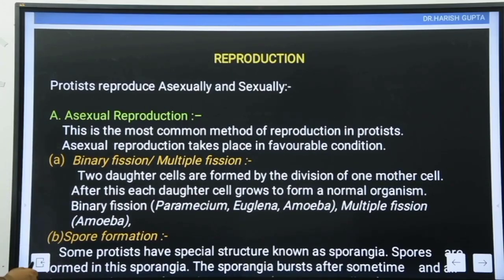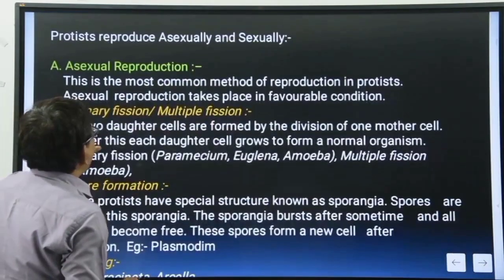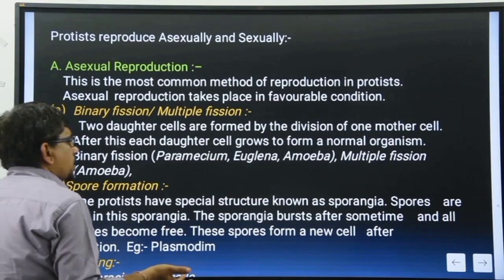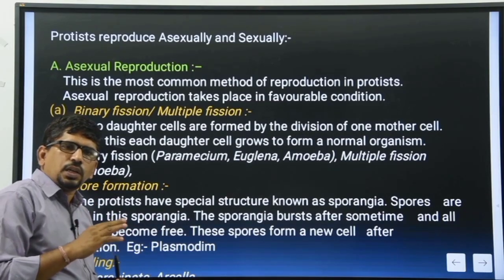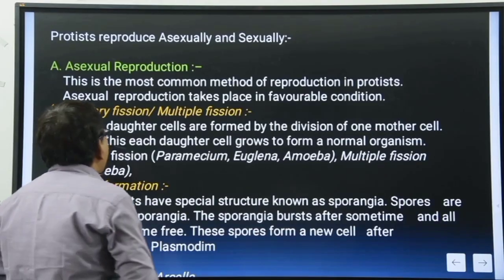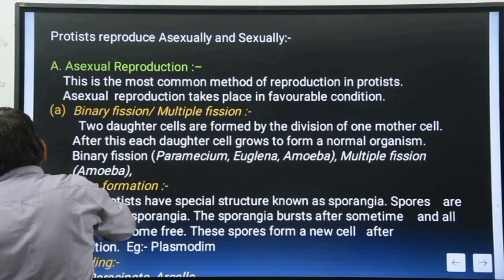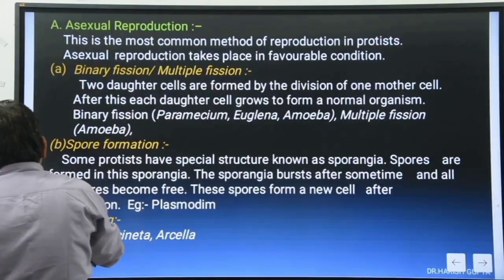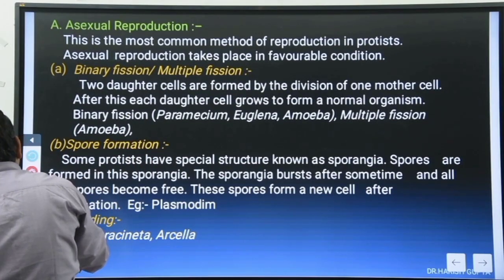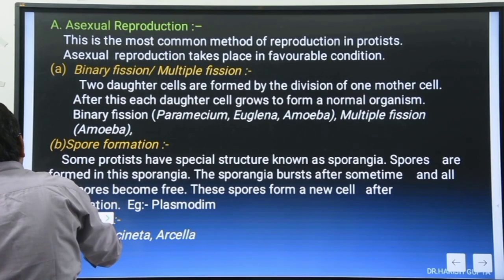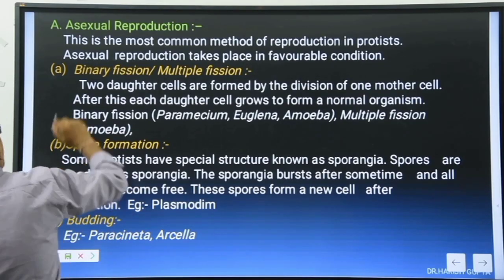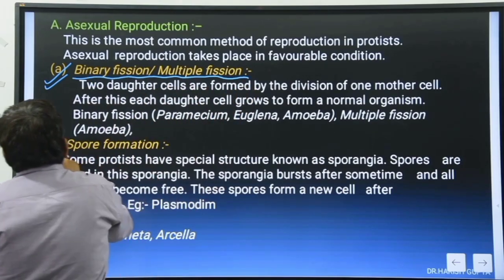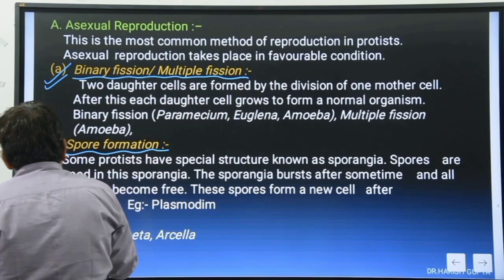Where we are discussing reproduction, we can say the protists reproduce both asexually and sexually. First we discuss asexual reproduction. The first one is binary fission, second is spore formation, and third is budding. These are the procedures of asexual reproduction. Binary fission can also be multiple fission.